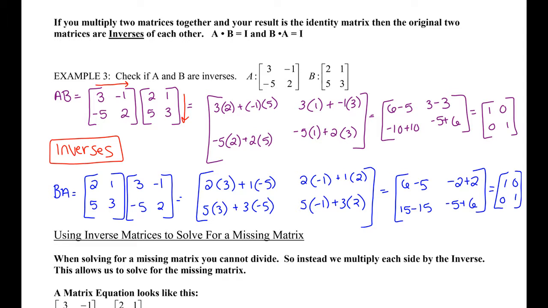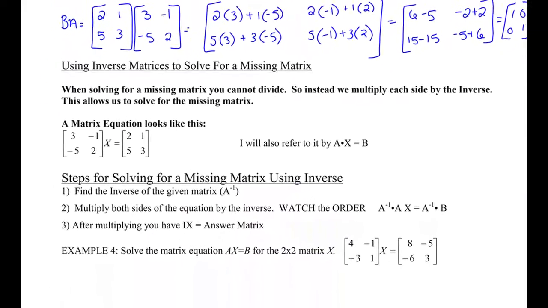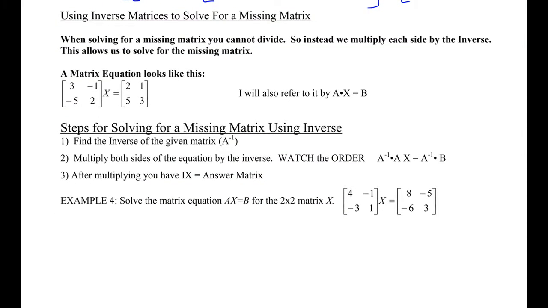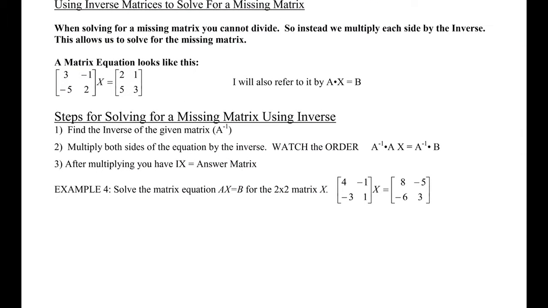We can then use inverses to solve for a missing matrix. So when solving for a missing matrix, you cannot divide, so instead we multiply each side by the inverse. This allows us to solve for the missing matrix. So a matrix equation looks like matrix A times X equals matrix B. So your steps for solving a missing matrix: first, find the inverse of the given matrix. Then multiply both sides of the equation by the inverse.